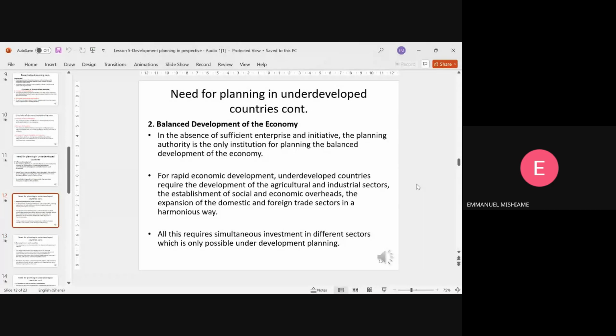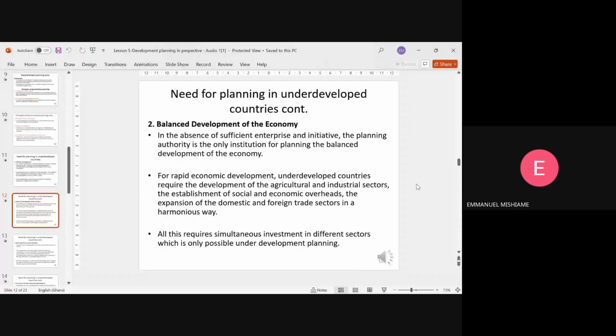Another one is to ensure the balanced development of the economy. In the absence of sufficient enterprise and initiative, the planning authority is the only institution for planning the balanced development of the economy. So the role of planners moves beyond what we know as physical planning, stop work and produce permit. No, planning moves way beyond that. That's just a small aspect, what we call physical planning. There's economic planning, there's spatial planning, there's transport planning.